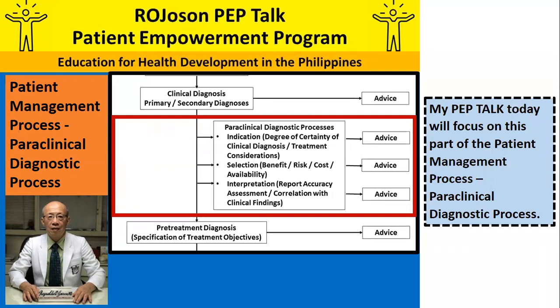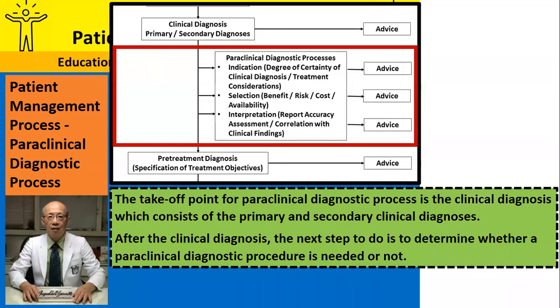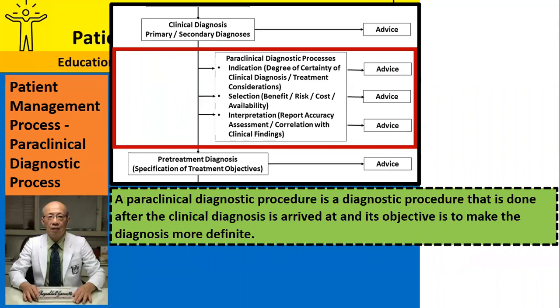As I said, we will be focusing on the paraclinical diagnostic process. The takeoff point for paraclinical diagnostic process is the clinical diagnosis, which consists of the primary and secondary diagnosis. After the clinical diagnosis, the next step is to determine whether a paraclinical diagnostic procedure is needed or not. A paraclinical diagnostic procedure is a diagnostic procedure that is done after the clinical diagnosis is arrived at, and its objective is to make the diagnosis more definite.